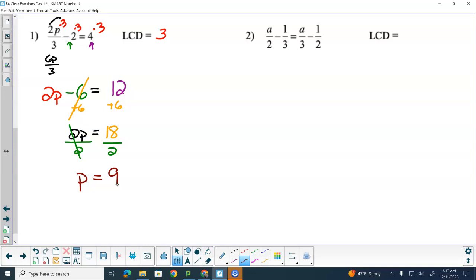And then I can do a quick check of it too. 2 times 9 is 18. 18 divided by 3 is 6. 6 minus 2 is 4. 4 checks out. With me? Questions, comments, concerns, clarifications?